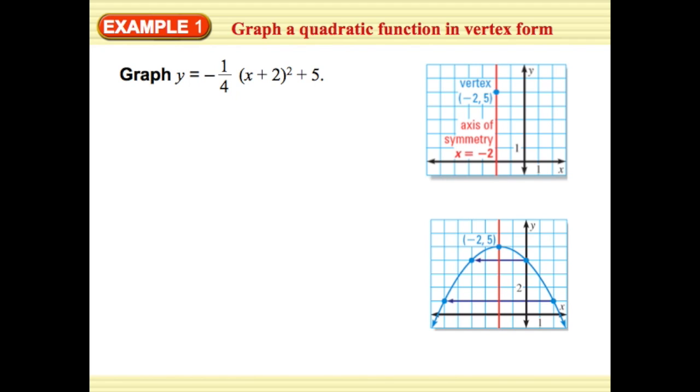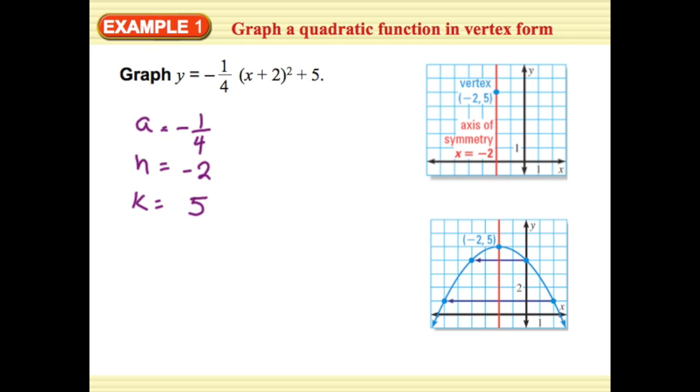Example 1 says to graph y equals -1/4 times (x plus 2) squared plus 5. And we know some new things about these expressions, right? Instead of having a, b, and c, now we have a, h, and k. And we're going to use them in a new way. So a is -1/4. H is -2. And k is 5.